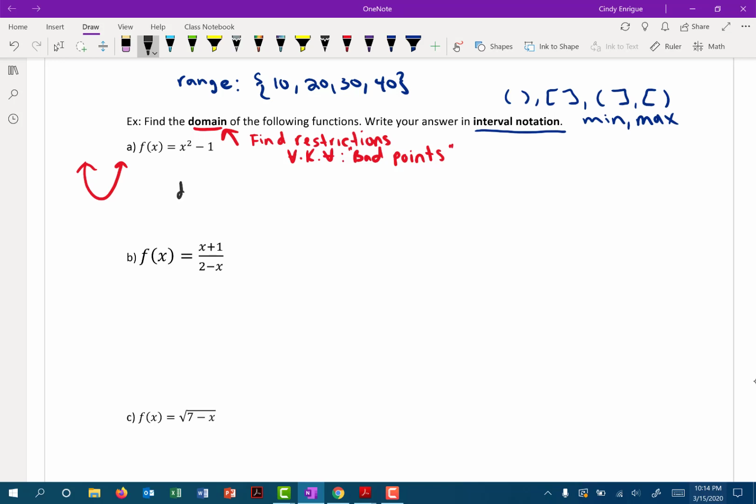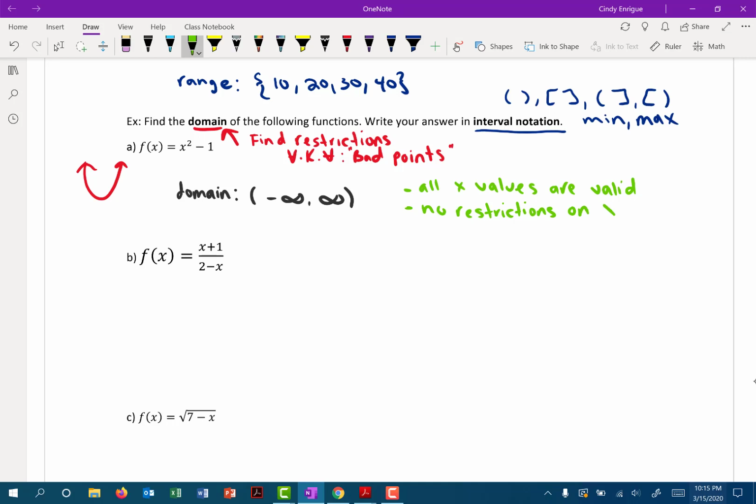So our domain is going to be from negative infinity to positive infinity. So here, there are no bad points. All x values are valid. No restrictions on x values. So that's for part A.